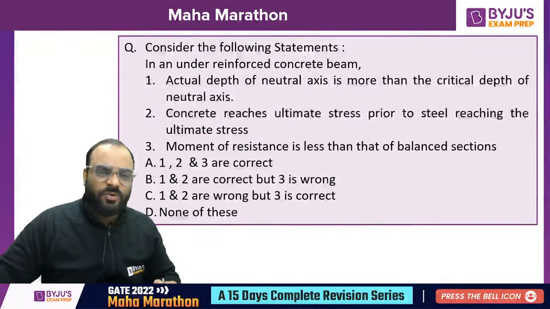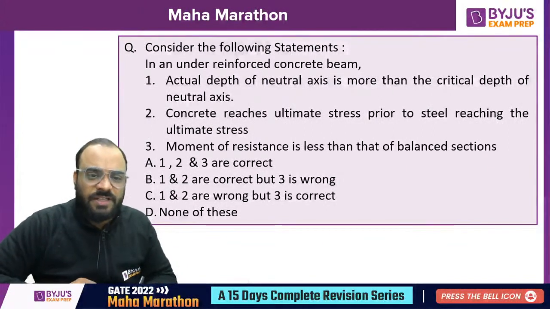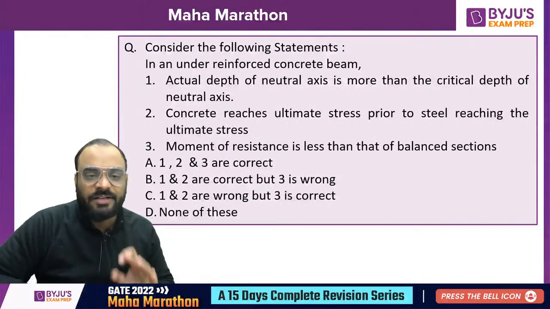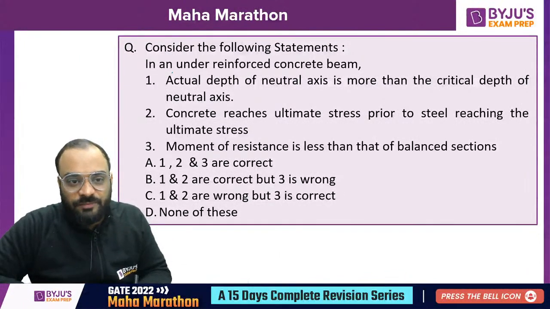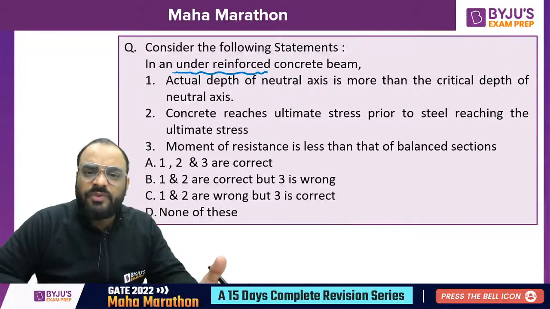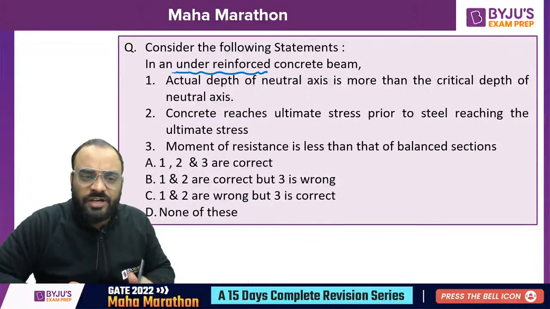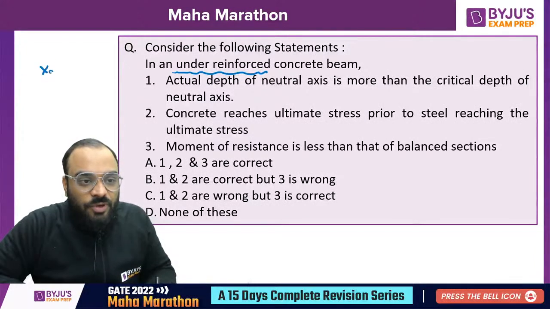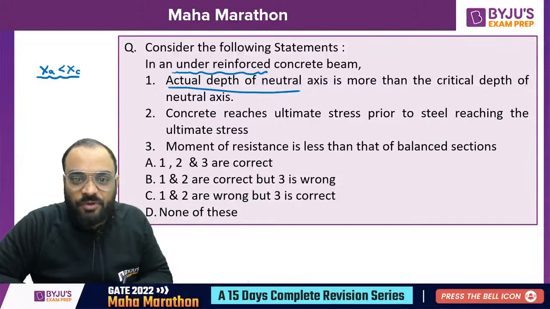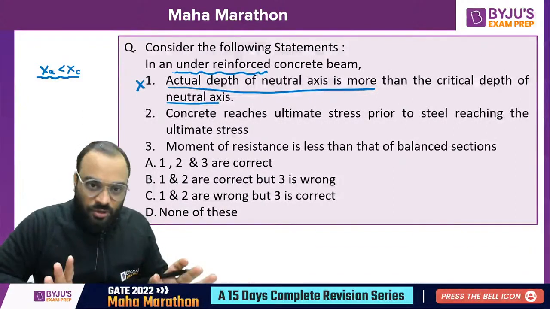Guys, let's understand the question. In this particular case, you need to understand which of the following statements are correct for the under reinforced concrete beam, right? In case of an under reinforced concrete beam, we know that, guys, the value of actual depth of neutral axis is always less than the critical depth of neutral axis, correct? As per this condition, the first statement is wrong. Actual depth of neutral axis is more than the critical depth of neutral axis. That's why this statement is wrong.